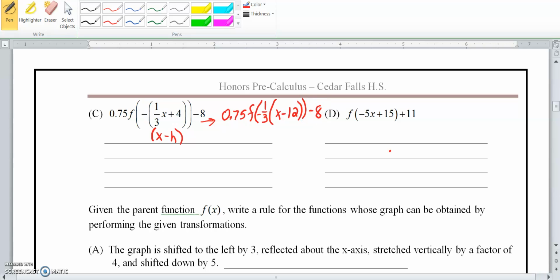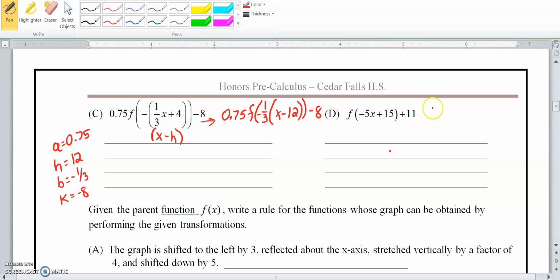Don't forget that vertical shift. So if we double check our work, negative 1/3 out front, if we distribute it, we get our negative 1/3 x, and then negative 1/3 times negative 12, that does give us our positive 4. So that does get us back to what we started with. But the reason we do that is now we have x minus h. We have x minus 12. We have a, h, b, k. k is negative 8. B is negative 1/3. H is 12. And A is. So that would be how you get that one started.